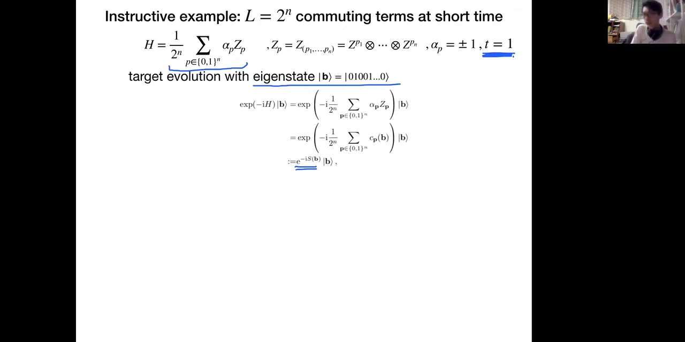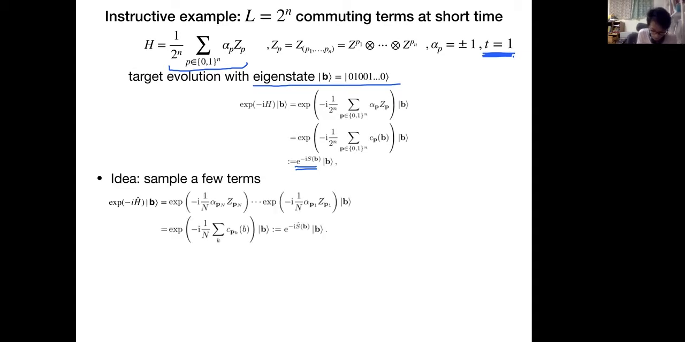However, if you try it with Suzuki-style formulas, you're going to have to put down all these terms. There are exponentially many of them. However, we'll see that randomization gives us a big advantage. In fact, it can do this with a constant number of terms.